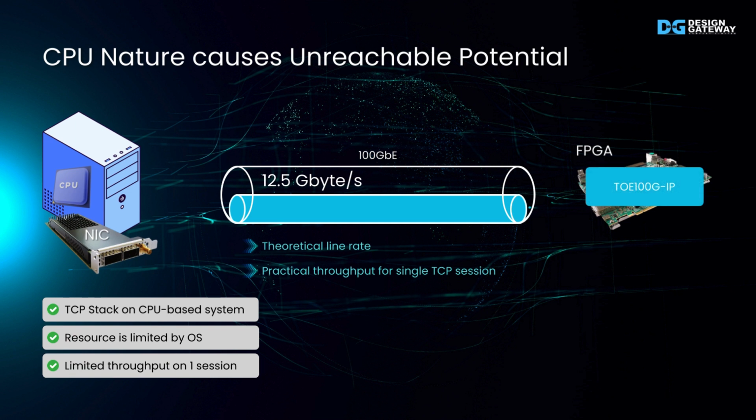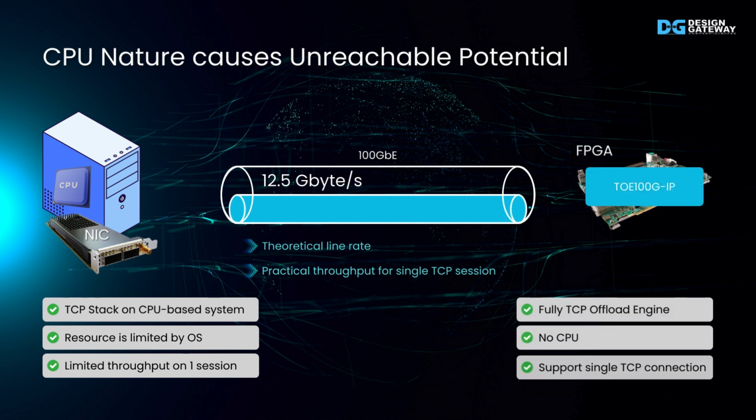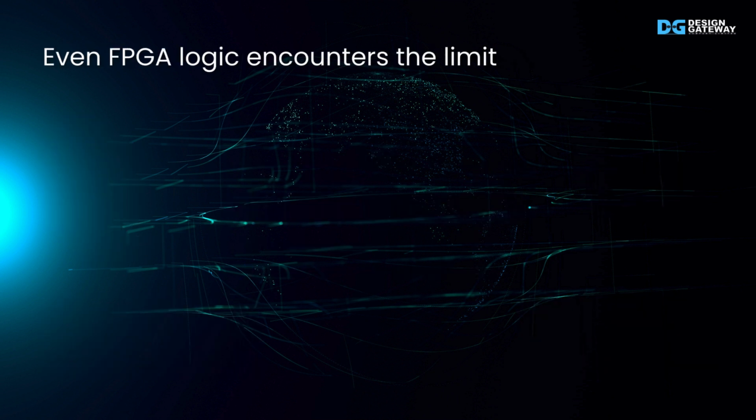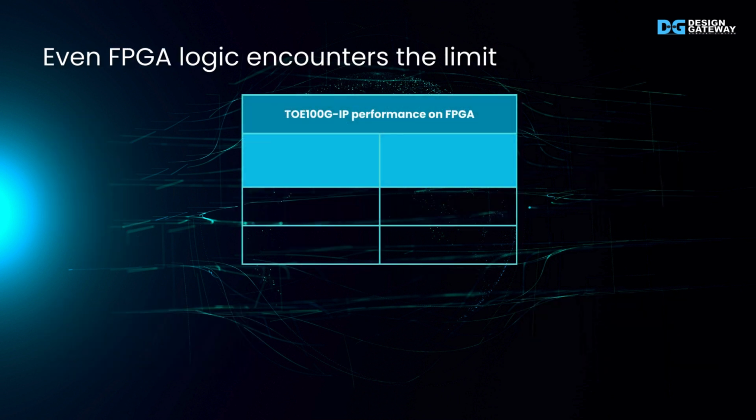Design Gateway has introduced the TOE 100G IP Core, a CPU-less solution on FPGA that efficiently handles TCP/IP offloading. When using TOE 100G IP for one session data transfer with a CPU-based endpoint, the performance is only around 4,000 to 8,000 megabytes per second. To illustrate, consider the performance results from our TOE 100G IP demonstration. The test uses a single TCP session for data transfer.